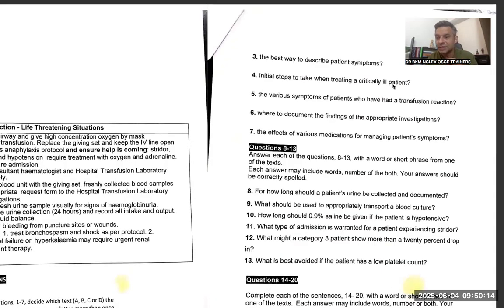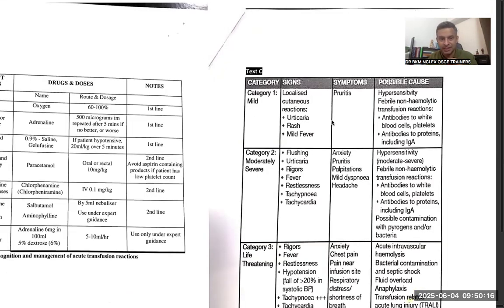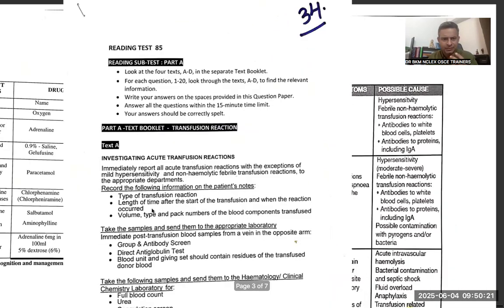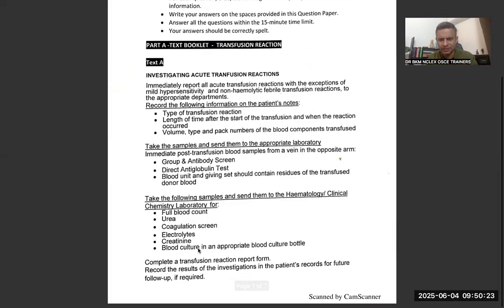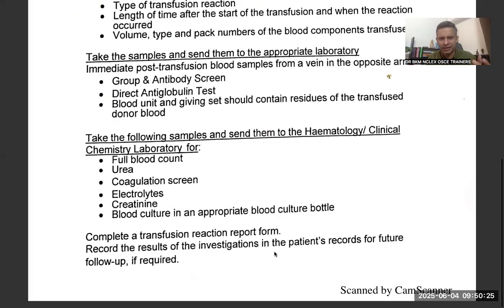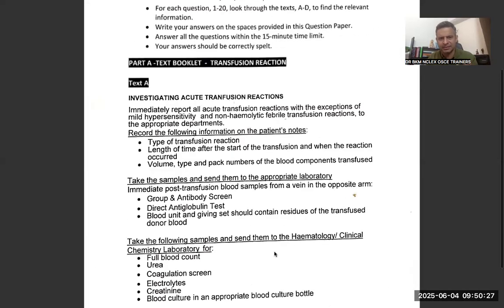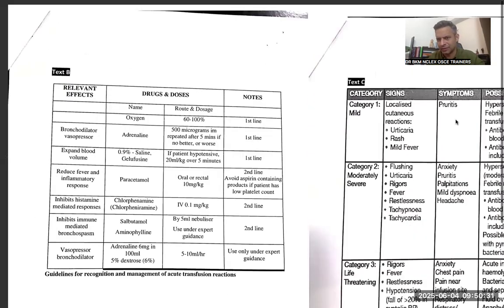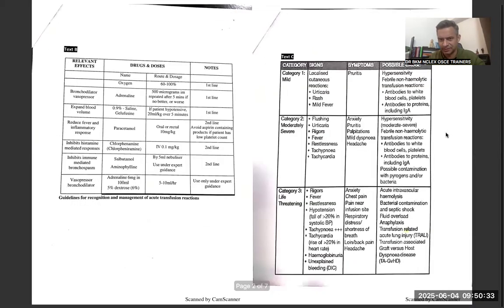The best way to describe patient symptoms. Symptoms, either this or maybe from A part, because they were saying record the symptoms or something like that. But yeah, otherwise C. C I think is a better option. But this option I'm not sure. But yeah, C can be one of the best way to describe. I hope these are the symptoms.